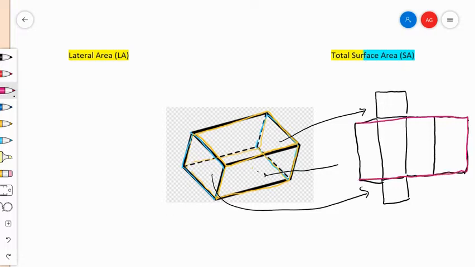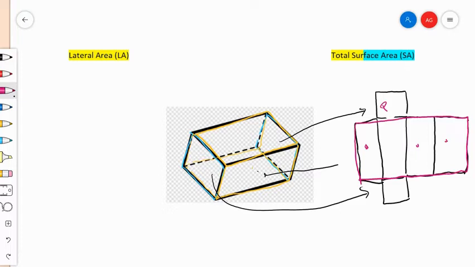So what I was saying is, yes, we can find the area of each one individually, add them together, and that's going to give me my lateral area. But the fastest, or the quickest way to find lateral area is to find the perimeter of one of the bases, and multiply that times the height of the prism.